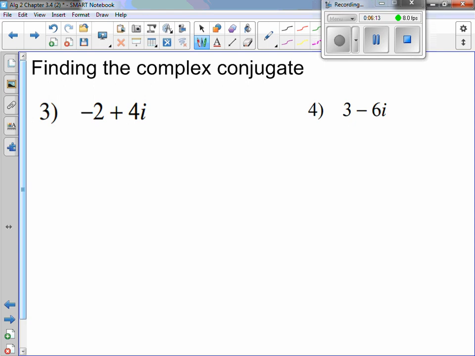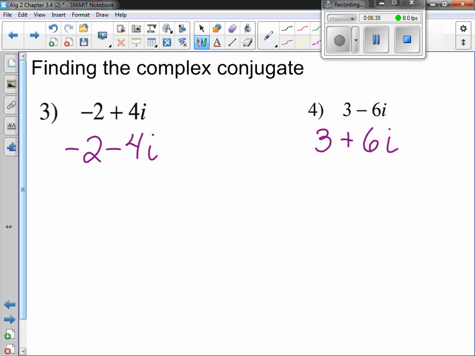So looking at this one here, -2 plus 4i, its conjugate would be? -2 minus 4i. Because again, what are we changing? We're changing the sign in front of the imaginary term, the imaginary part. How about number 4? 3 plus 6i. Since 6i was negative, it becomes positive. Any questions on this here?